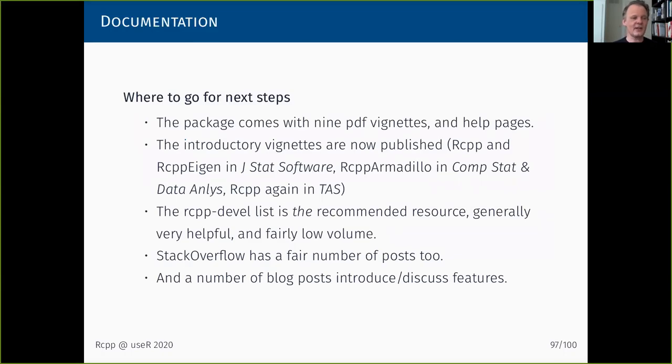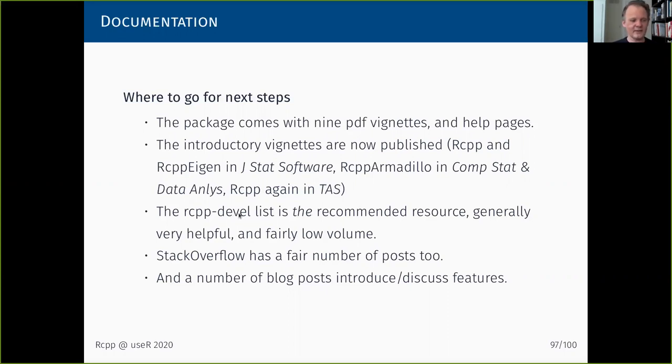So the package has a bulk of PDF vignettes and help pages. Some of these vignettes have been through peer review and came out as papers. So Rcpp and RcppEigen have one each in JSS. RcppArmadillo, which I co-wrote with Conrad, is in CSDA. The Eigen one was with Doug Bates, who uses Eigen in lme4. And then James and I have another updated Rcpp intro in The American Statistician.